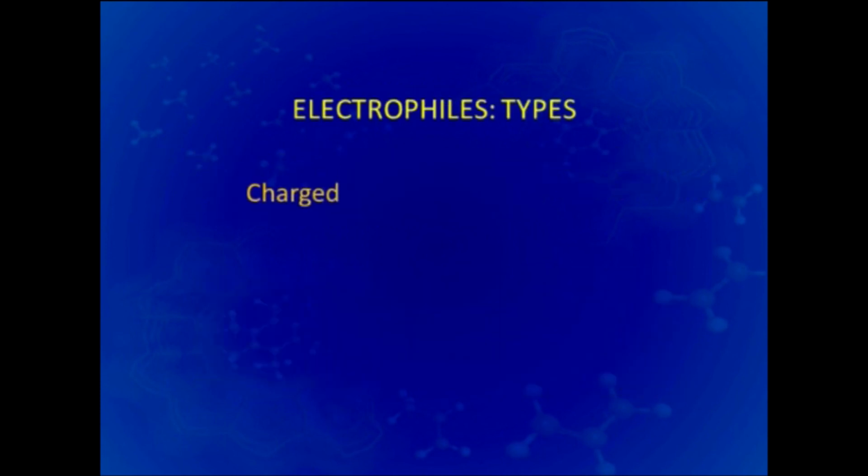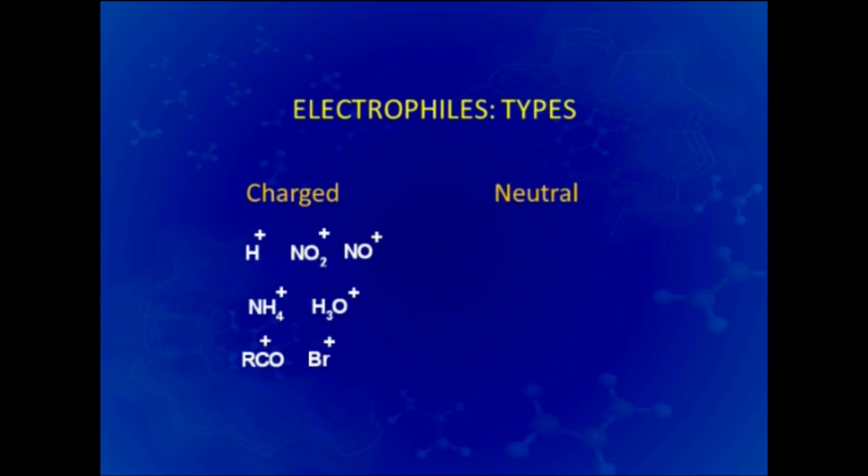Similar to the nucleophiles, even for electrophiles we have charged and neutral species. In charged we have a number of examples: nitronium ion, nitrile, ammonium, hydronium, acylium, and bromonium ion also. Their neutral counterparts are CO2, SO3, BF3 or acyl chloride, aluminium chloride and zinc chloride, which are also very well known Lewis acids.